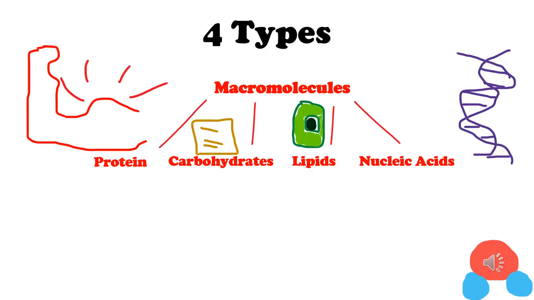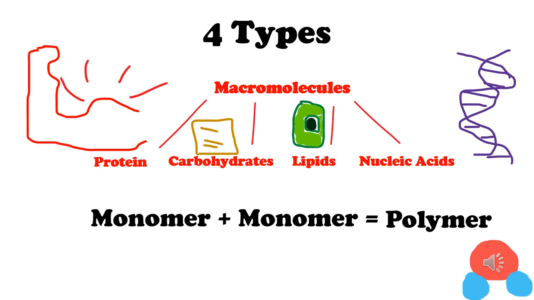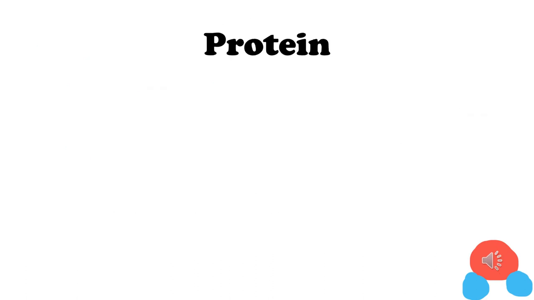Macromolecules are essential to life, and there are four types of them: proteins, carbohydrates, fats, and nucleic acids. These are known as polymers, which are made of monomers coming together. Starting with proteins, they are made of amino acids chained together.